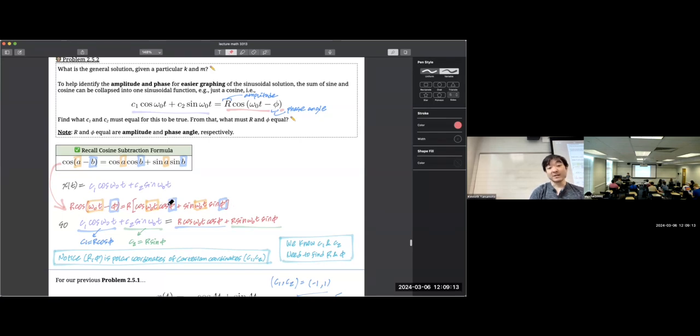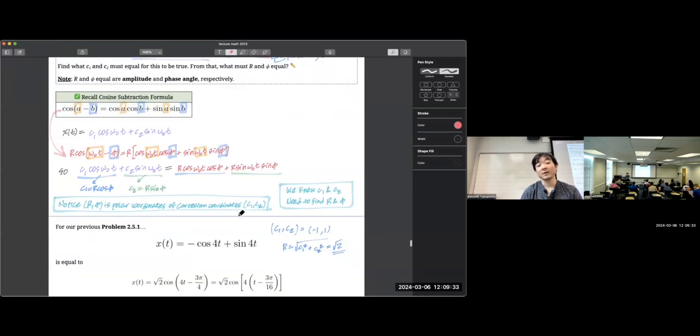This thing expands to this. And then I'm just going to say, okay, this thing right here has to equal this thing that's underlined in purple. In order for that to happen, we must have C1 equal to R cosine phi, and C2 equal to R sine phi. We notice that R and phi are the polar coordinates for the Cartesian coordinates C1 and C2. So if somebody gave you C1 and C2, then C1 will be your X coordinate because it's R cosine of phi, and C2 is your Y coordinate because that's equal to R sine phi.